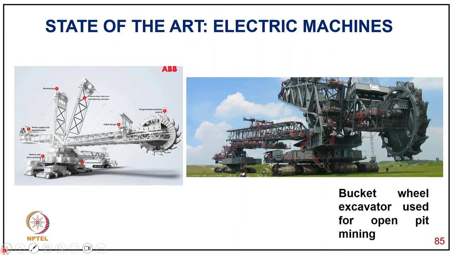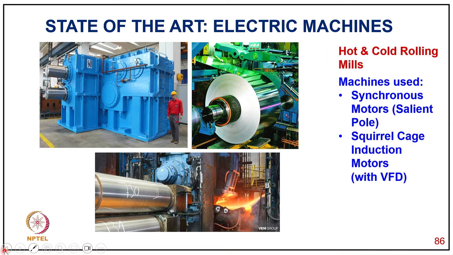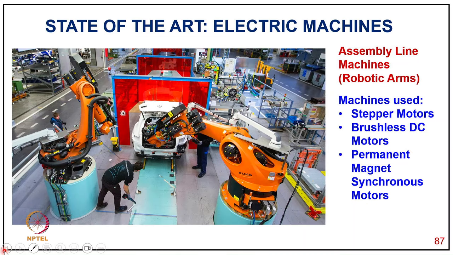Apart from that, we have the bucket wheel excavator, used for open pit mining or the mining industries. ABB uses variable frequency drives for different kinds of motors, especially brushless motors. Then hot and cold rolling mills for metal processing use the synchronous motor with salient pole as a low speed motor, and squirrel cage induction motor with variable frequency drive.